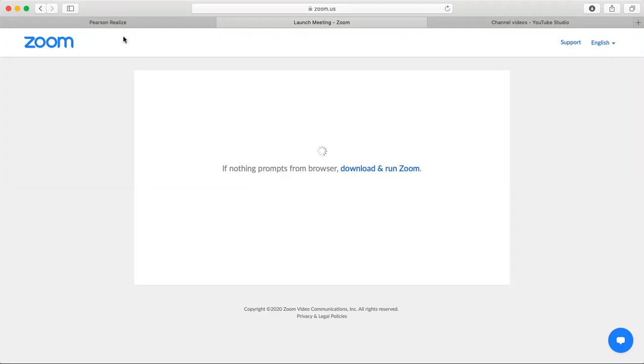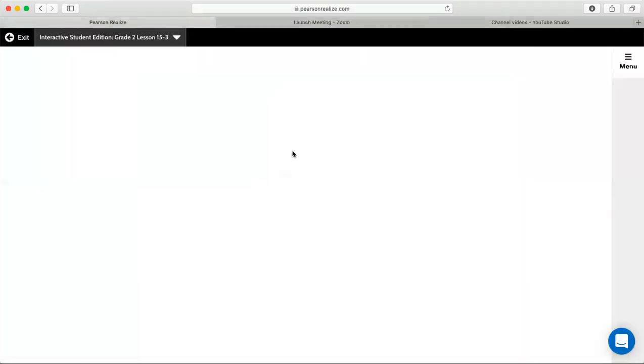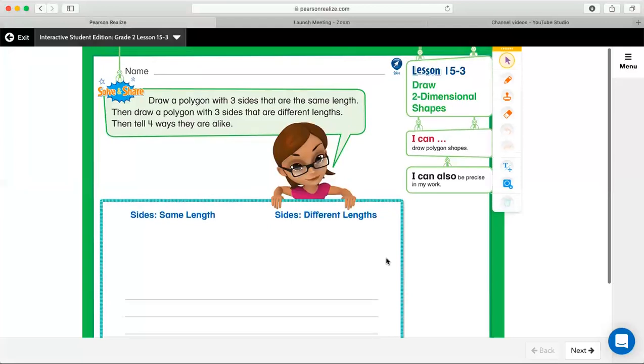Hopefully, you were able to complete part or all, maybe, of your iReady diagnostic yesterday and had a nice break from doing math from your math book. Today, we are going to work on lesson 15-3, which is drawing two-dimensional shapes. So, we're going to be drawing 2D plane shapes.